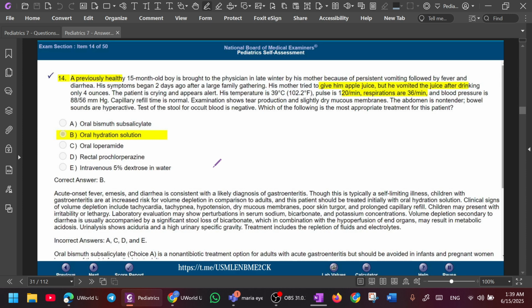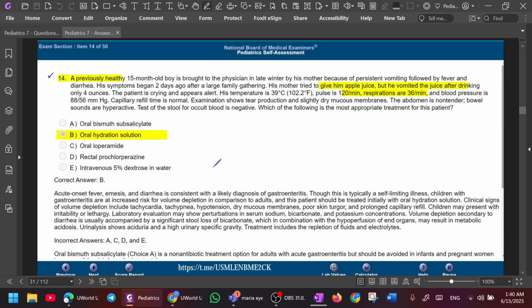Clinical signs of volume depletion include tachycardia, tachypnea, hypotension, dry mucous membranes, and poor skin turgor. Children may present with irritability or lethargy. Lab evaluation may show perturbations in serum sodium, bicarb, and potassium concentration. Volume depletion secondary to diarrhea is usually accompanied by significant stool loss of bicarb, which in combination with hypoperfusion of end organs may result in metabolic acidosis. Urinalysis shows aciduria and high urine specific gravity. Treatment includes replacement of fluids and electrolytes.